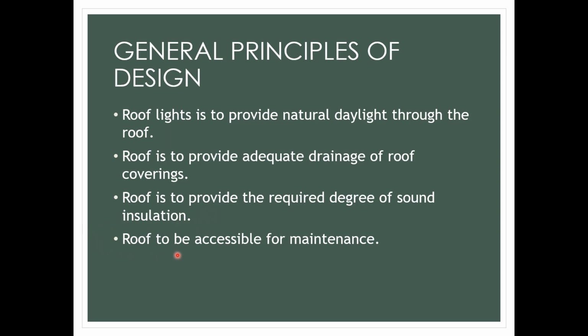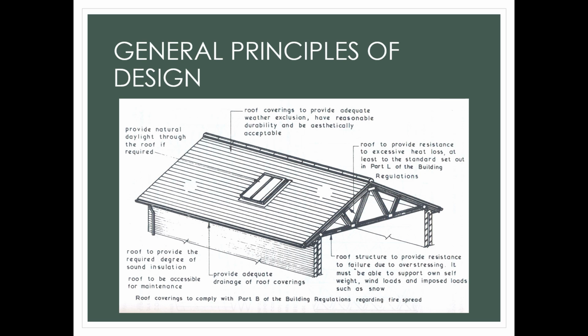Next, roof to be accessible for maintenance. Yes, this is very important. Roof maintenance is very crucial because if anything happens on the roof, if there is a leakage, or if the roof covering needs to be replaced, we have to provide the access route for maintenance works. So all these 7 general principles can be drawn into this diagram.